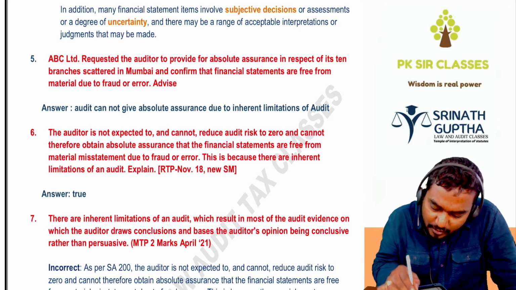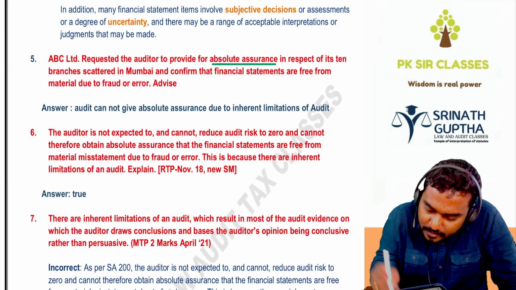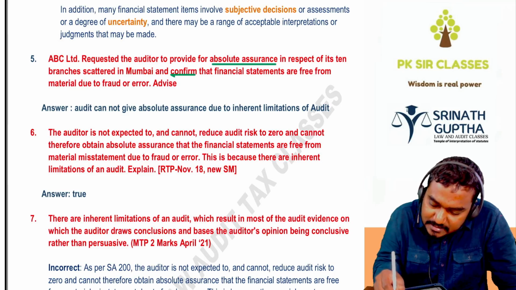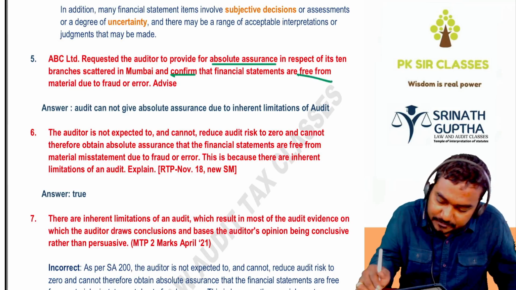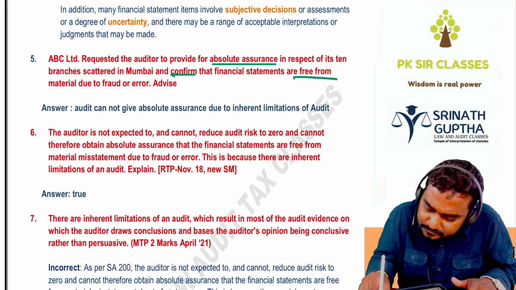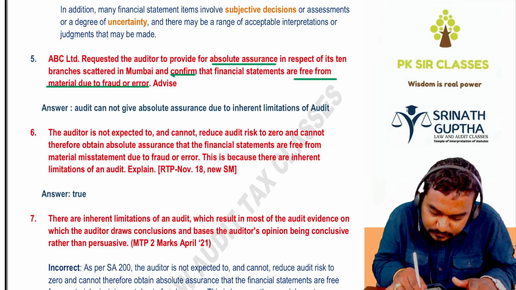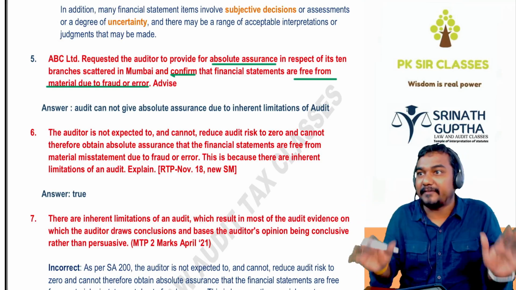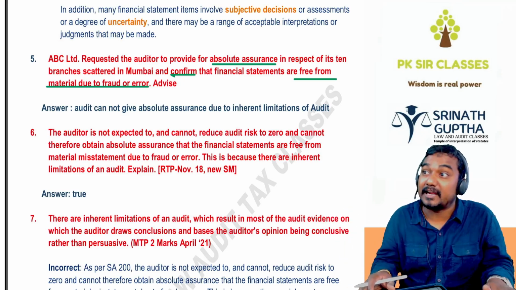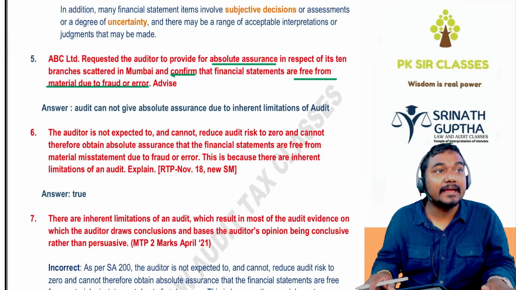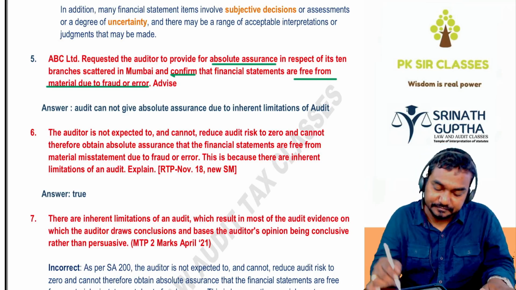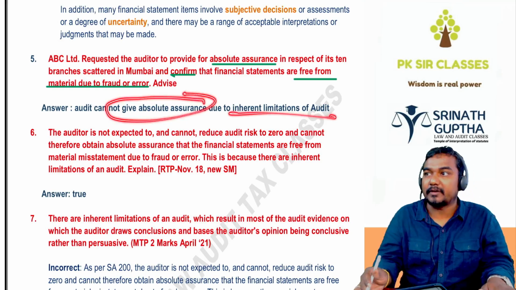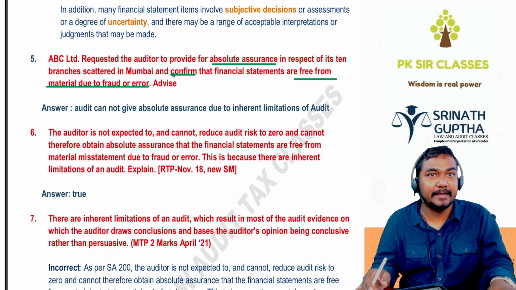ABC Limited requested the auditor to provide absolute assurance across 10 branches and confirm that financial statements are free from misstatements. Can we confirm like that? We cannot confirm the financial statements are free from material misstatements. We can check the financials. Some frauds may be there which cannot be identified, because auditing is an examination but not an investigation. So the auditor cannot give absolute assurance due to inherent limitations of auditing. We will not confirm that there is no misstatement.